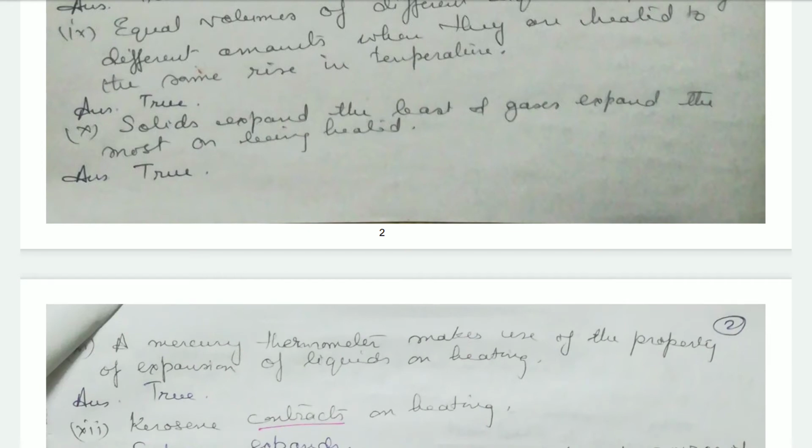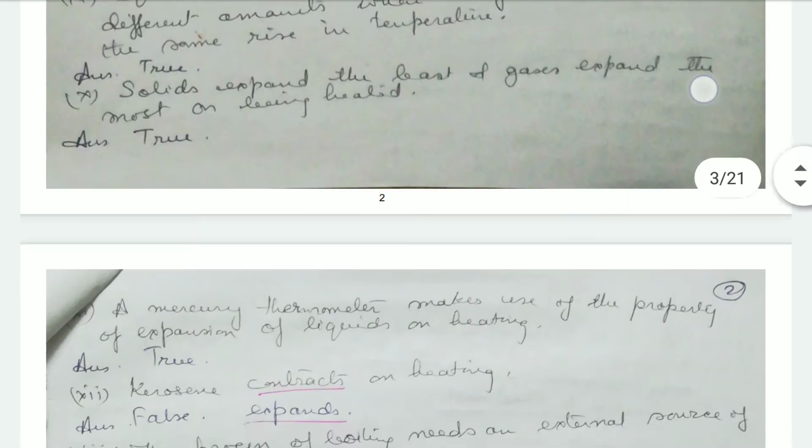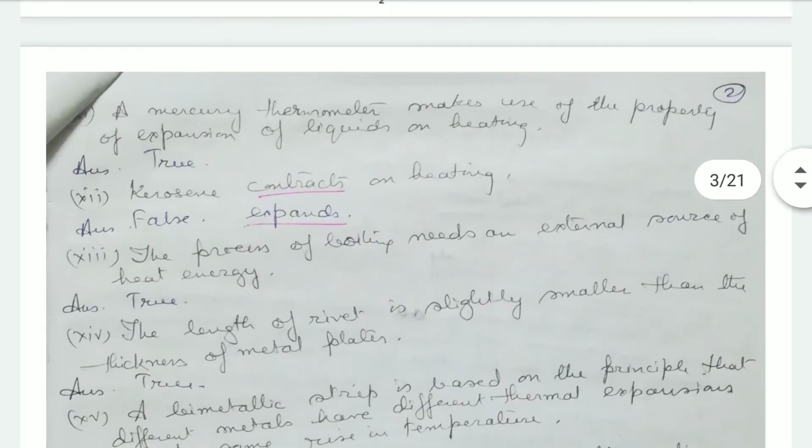That is true because in the gases their intermolecular force of attraction is very weak. And in solids, the intermolecular force of attraction is very strong. So they expand less than the gases. A mercury thermometer makes use of the property of expansion of liquids on heating. That is true. Kerosene contracts on heating. That's false. It expands. Okay.